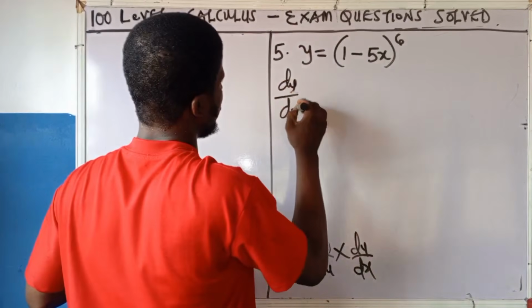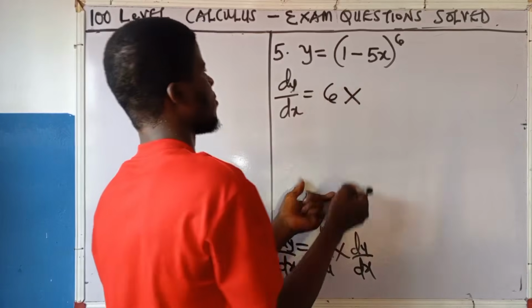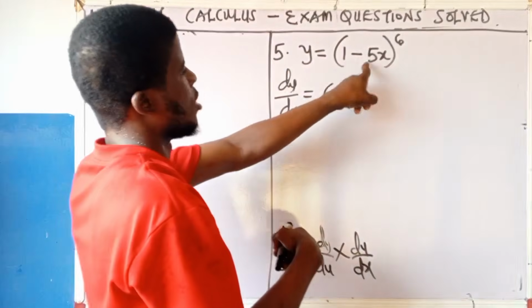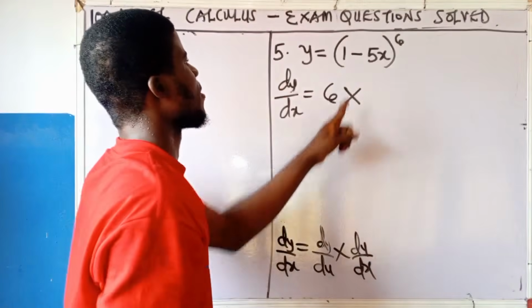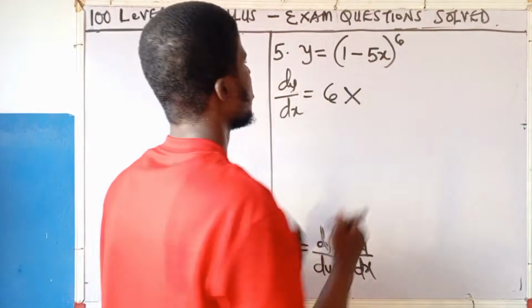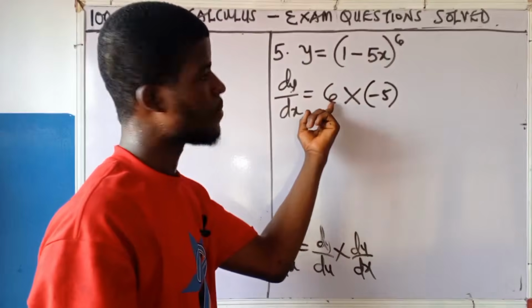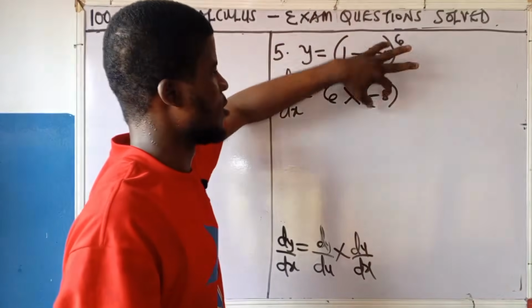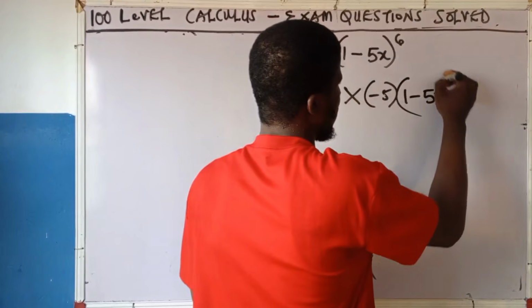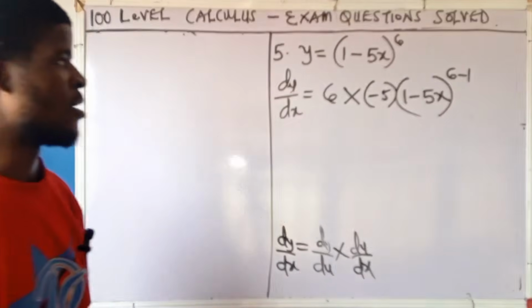dy/dx is straightforward, easy. What's here? 6. Write it down. Times what's inside this bracket? That's the inner function, 1 minus 5x, right? Differentiate it. Differentiate 1 to get 0. Differentiate minus 5x to get minus 5. Times it by that minus 5. See the first thing I did: the power, I wrote it down. Differentiated what was inside, wrote it down. Then rewrite this one again, 1 minus 5x raised to power 6, remove 1. Simple. That's the chain rule in application.